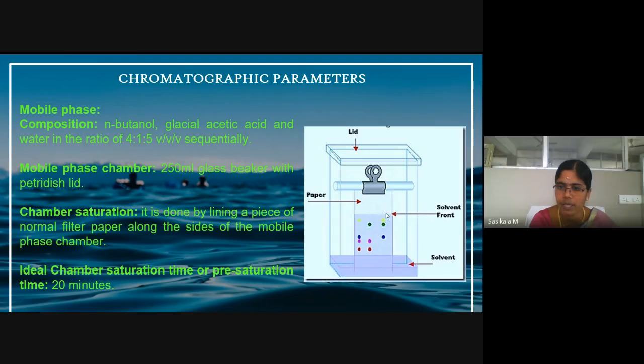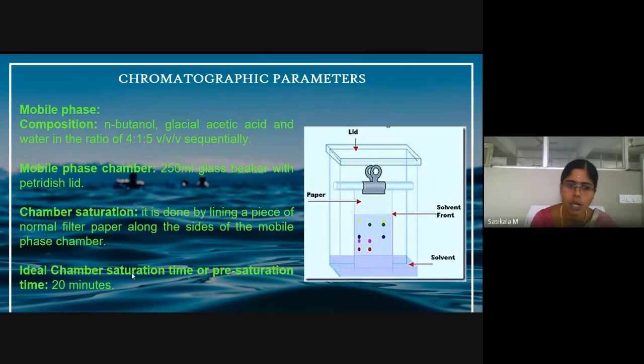The movement also will be affected when it is not saturated properly. When your mobile phase chamber is not saturated properly, your sample movement also will be disturbed. You will not get a linear or horizontal movement. Instead, it will be a wavy, curvy movement. This effect is called edge effect. At the center, the solvent will be moving fast, and at the corners, it will be moving slowly. So to avoid this edge effect, we need to saturate the mobile phase chamber completely.